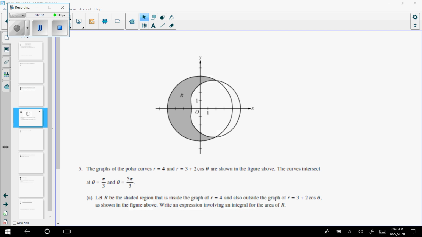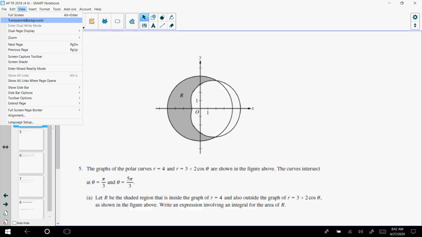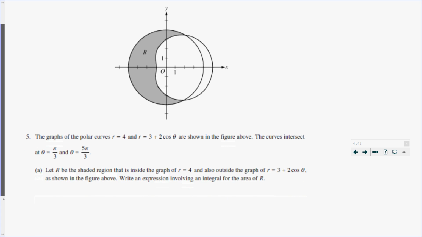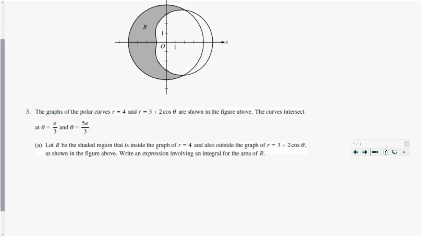Welcome back. We're going to continue on with the 2018 AP Calculus exam. We're going to start with work on question 5. Now, question 5 was a polar function. Polar functions are not on the 2020 exam, but the math behind it is really good for us.